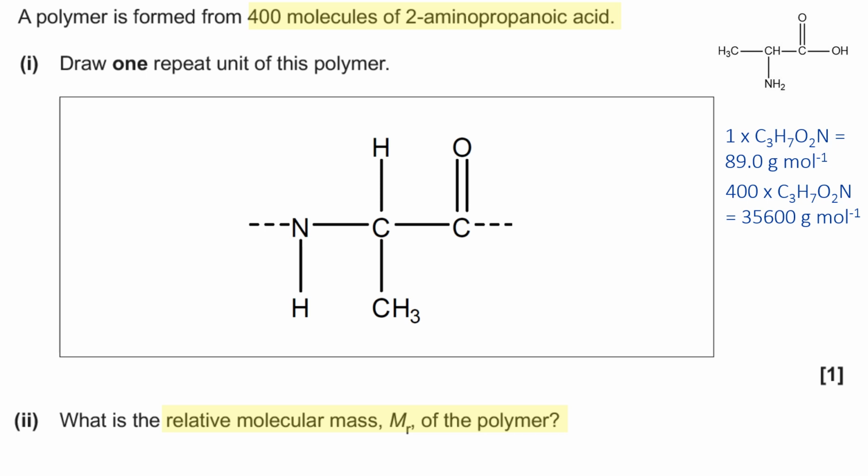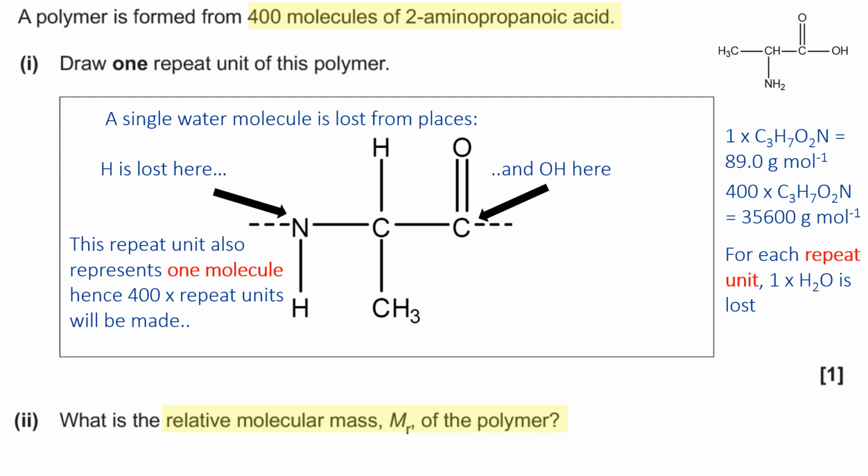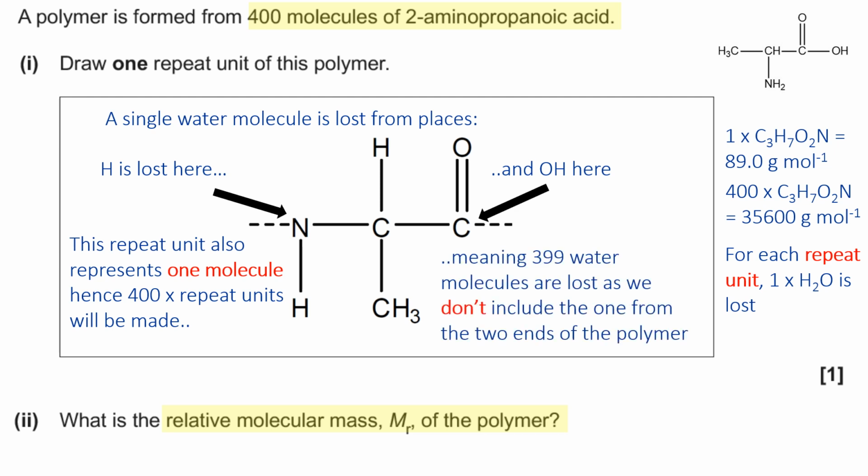the fact it's a condensation polymer. So for each repeat unit that's formed, one water molecule is lost. So taking that idea, the repeat unit also represents one molecule, so 400 repeat units will be made in the section described. So that means 399 water molecules are lost because we don't include the one from the two ends of the polymer. You'll have a trailing bond either end. So we're not thinking about that one in the section of polymer. We're only thinking about ones that are lost as the section of polymer is made.